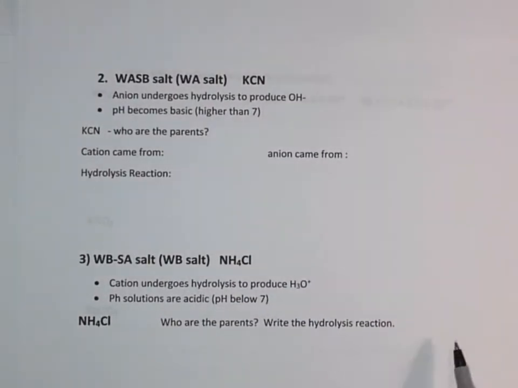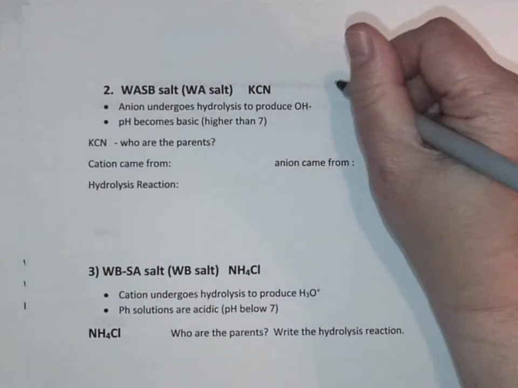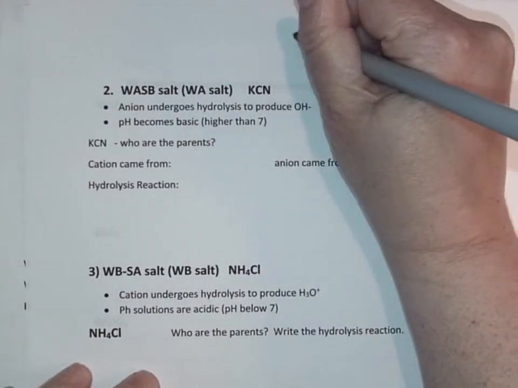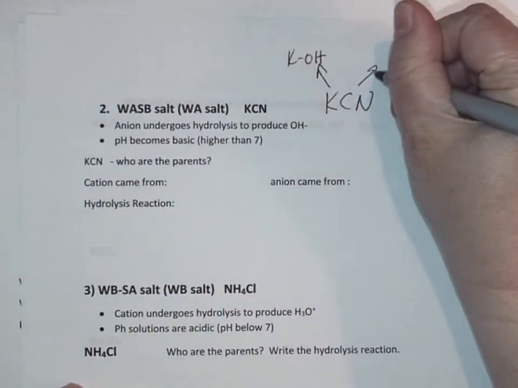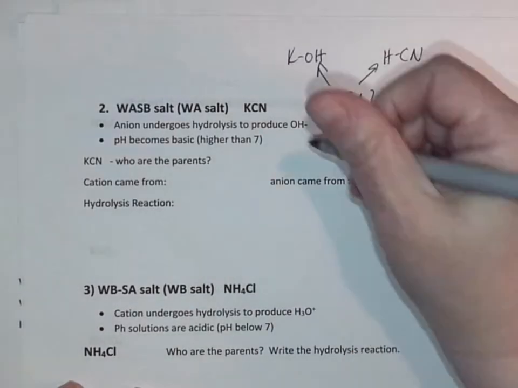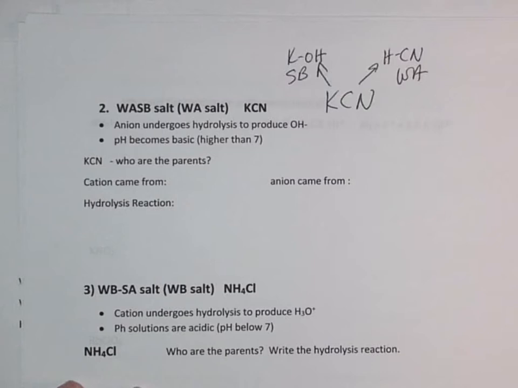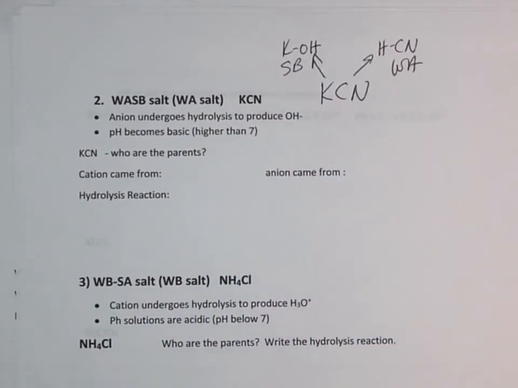Let's look at some other salts here. A weak acid, strong base salt. Sometimes they just call it a weak acid salt. So we're looking at KCN. And again, I'm always asking for these salts, who were the parents? So I'm going to go back and put the OH over here and the H attach it to that. So I know that that is a strong base, a weak acid. So I know then that one of these ions is going to go under hydrolysis.